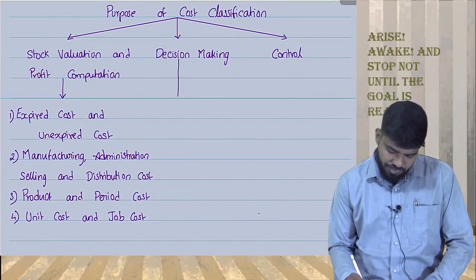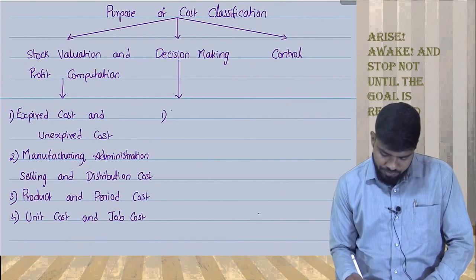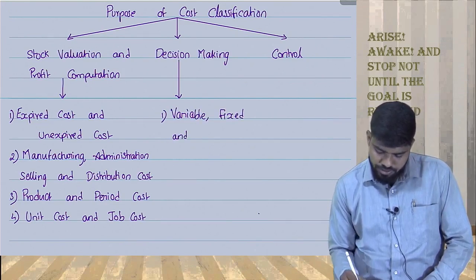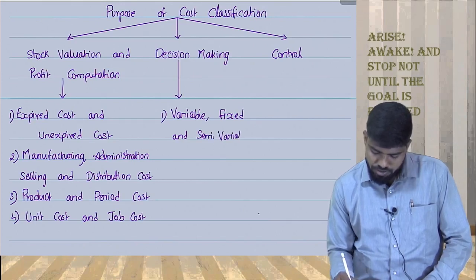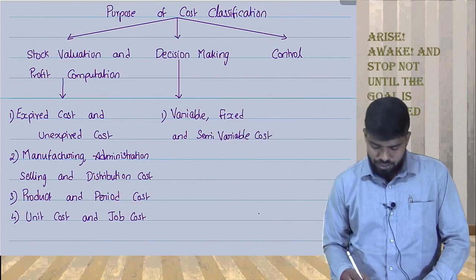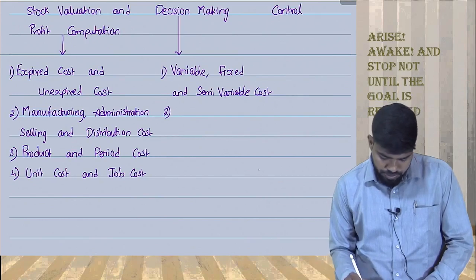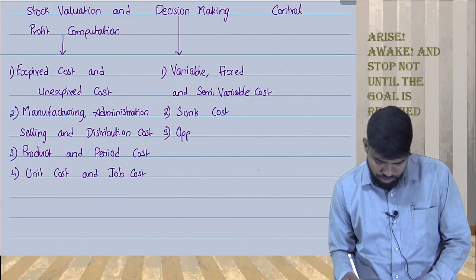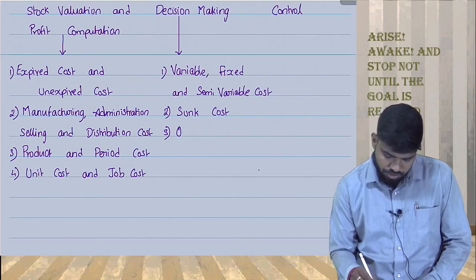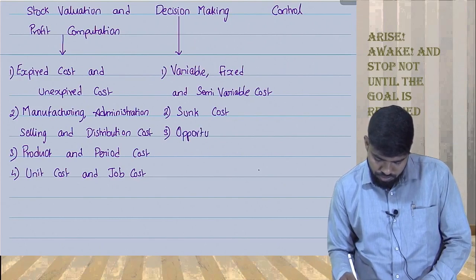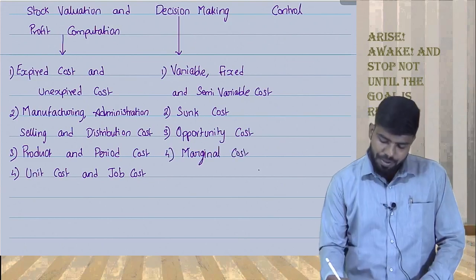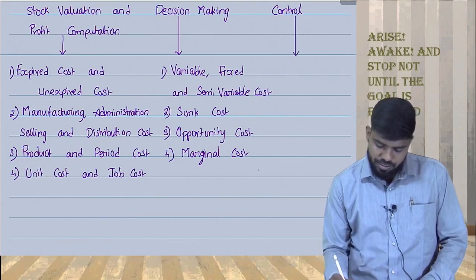If the purpose is decision making, we will classify the cost into number one, variable, fixed and semi-variable cost. Number two, sunk cost. Number three, opportunity cost. Number four, marginal cost.